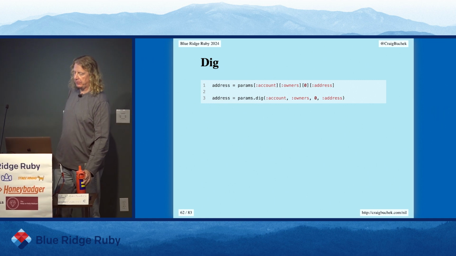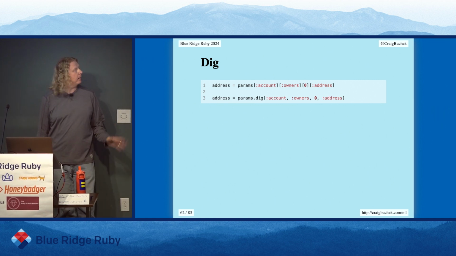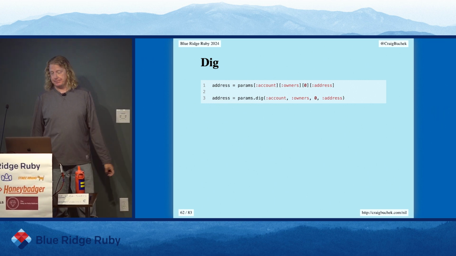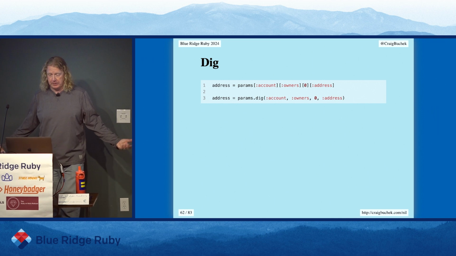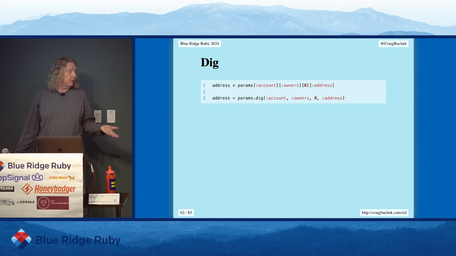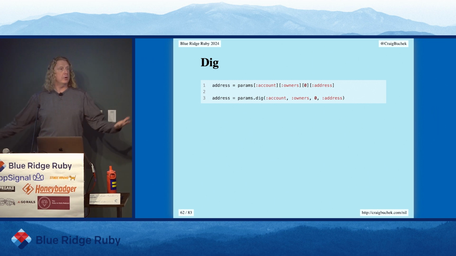So in Ruby 2.3, they added dig. I love dig. It's used to navigate nested arrays and hashes. These two lines are actually equivalent, except the dig method won't raise an exception if there's nil anywhere in the chain. It'll just return nil in that case.